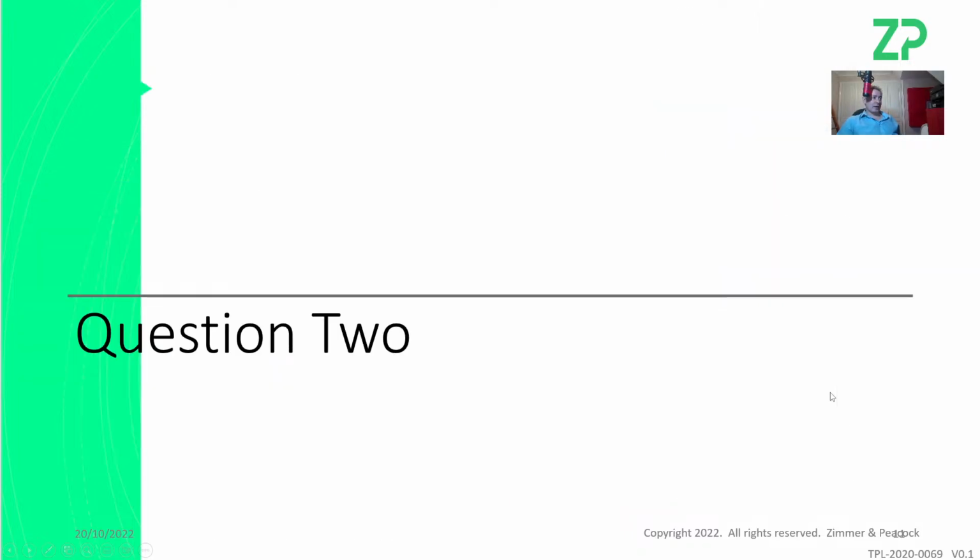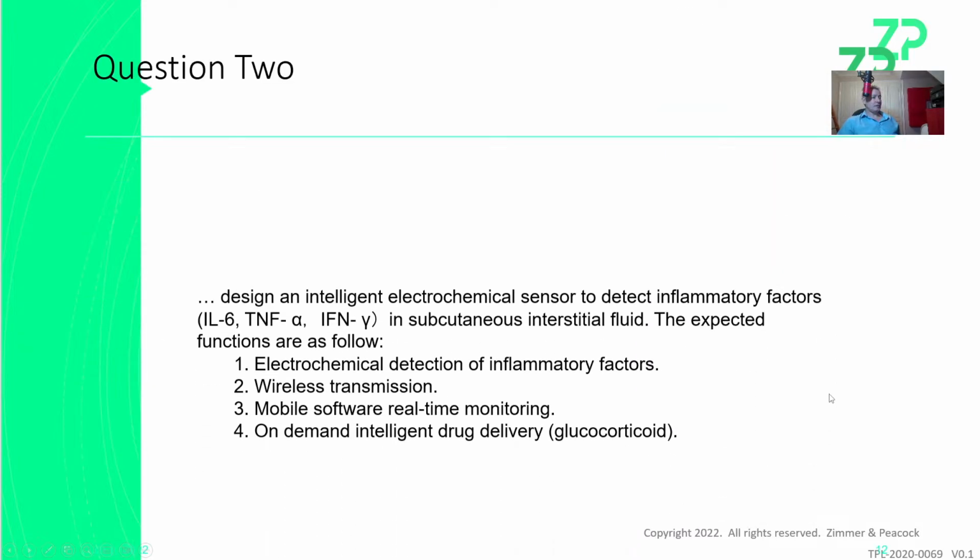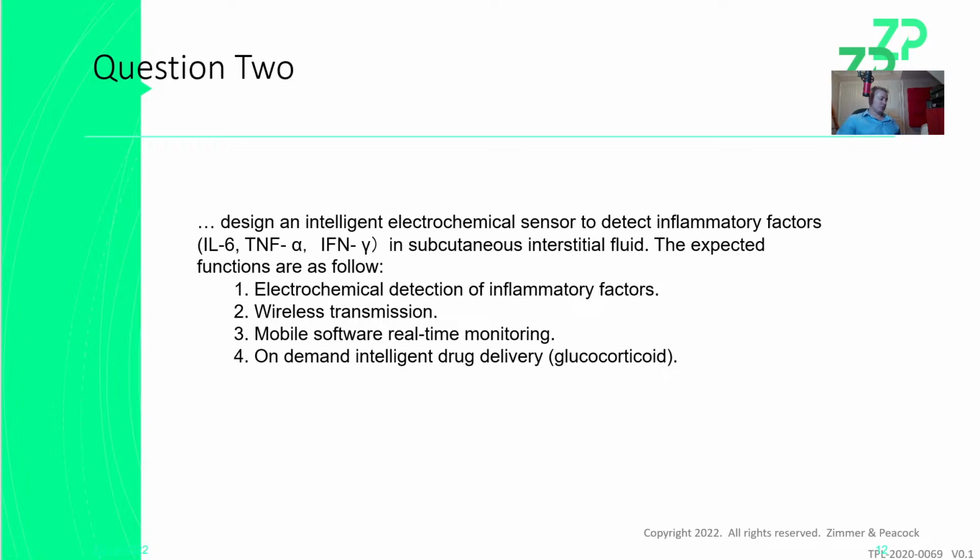All right, I'll go a bit quicker. Now, question number 2. This was an interesting question. They wanted to develop a wearable inflammatory marker system. So it's really like a CGM, a continuous glucose monitor. There are many parallels between what they're trying to do and what modern glucose developers are also doing. They want to detect inflammatory factors. That's fine. They want wireless transmission, real-time monitoring, and they also want to do on-demand intelligent drug delivery.